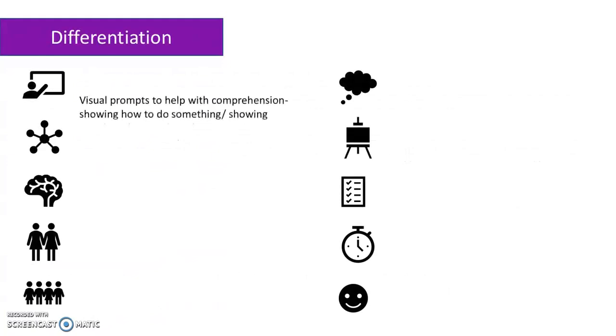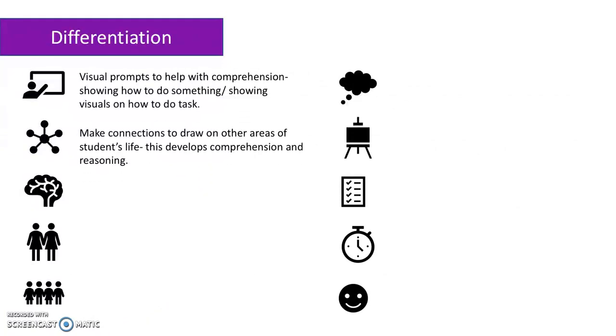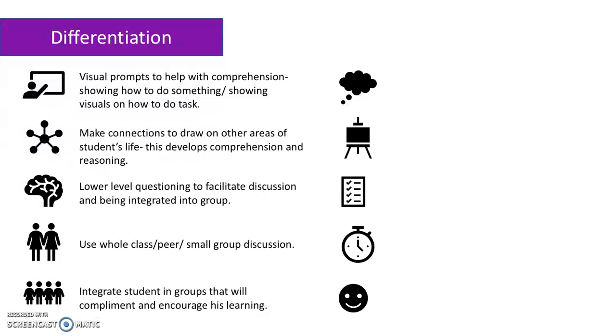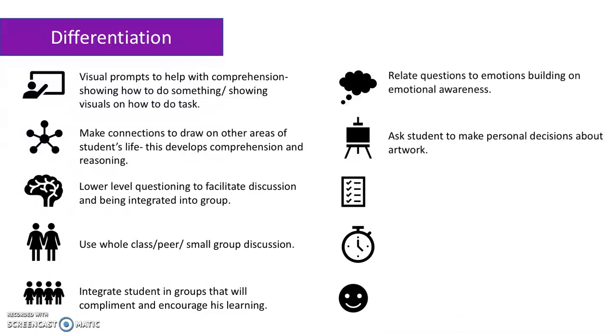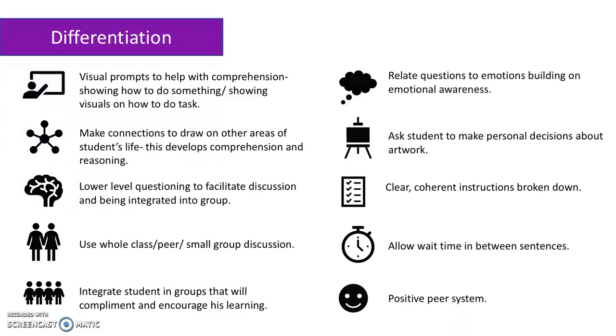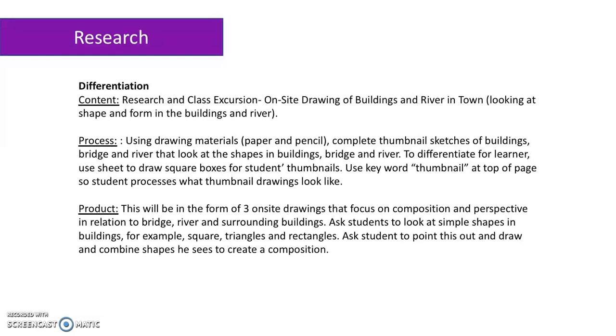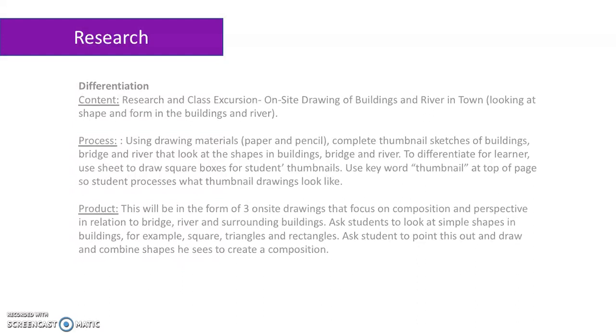For this scheme, I'll run through the differentiation I used during all 4 stages of my scheme. During the research stage, I took the class group on an excursion to commence on-site drawing, focusing on the buildings, bridge and river of their local town in order to base a lino print design from. These were the drawings the student produced.